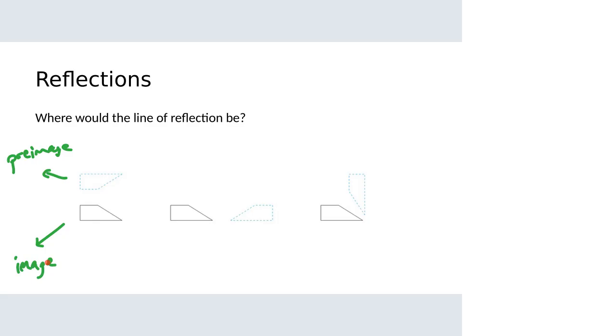And what I'm going to ask you is strictly, and you can just type this in, is the line of reflection going to be horizontal, vertical, or diagonal? Which one of those goes with each? And let's start with the one in the middle. So we'll do this one first. What kind of line of reflection would I have for the one in the middle?